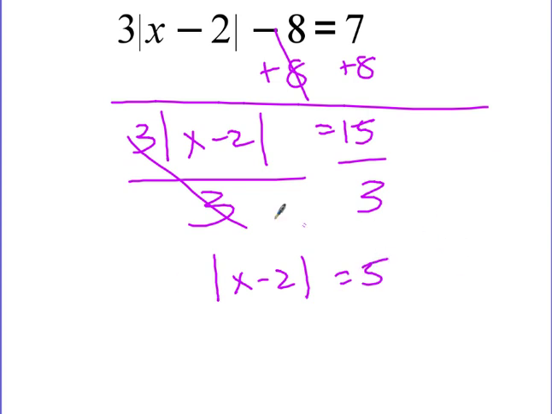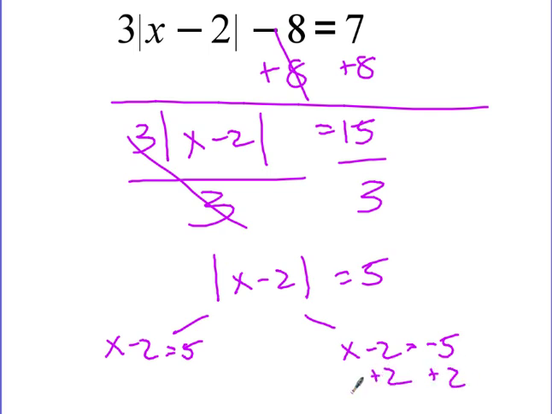So now I've isolated my absolute value expression. I've got nothing else to do on that side of the equal sign. So now I can write my two separate equations. x minus 2 is equal to 5. But I also know that if this was negative 5, I would also get a solution of positive 5. So that means negative 5 as well, because I can figure out what would give me negative 5 in this expression.